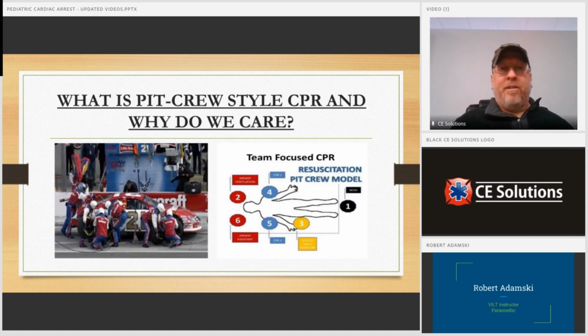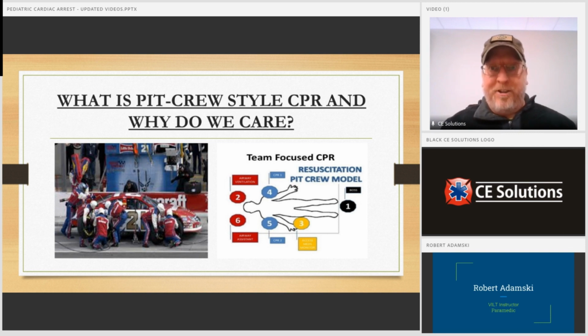So what is pit crew style CPR and why do we care about it? We care about it because pit crew style CPR, as a treatment technique or as a way EMS operates on the scene of cardiac arrest, maximizes the chances of you as an EMT regaining ROSC and achieving that holy grail of saving your patient, getting that return of spontaneous circulation. So if you want to cheat death, make sure you practice pit crew style CPR.